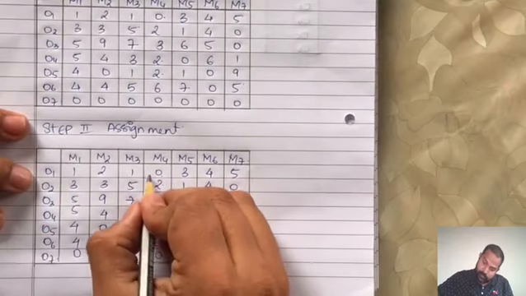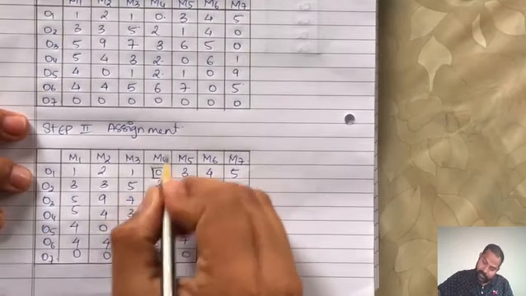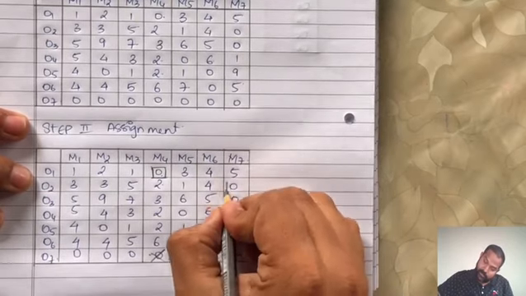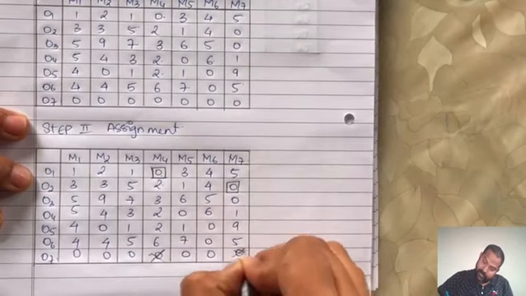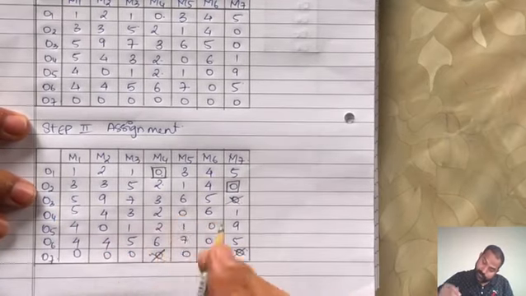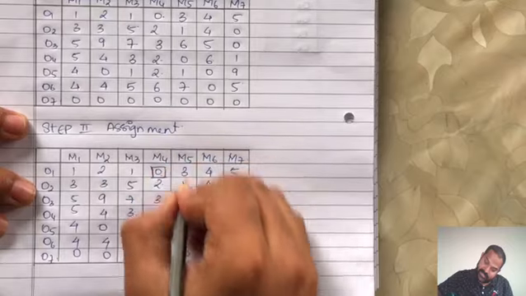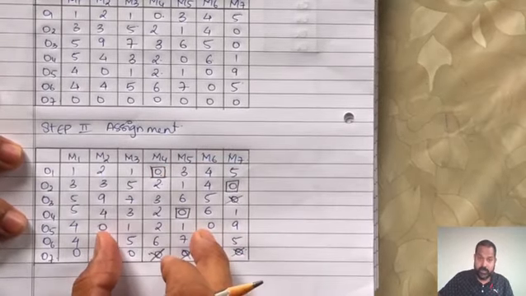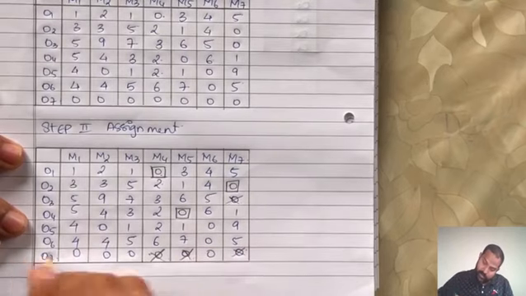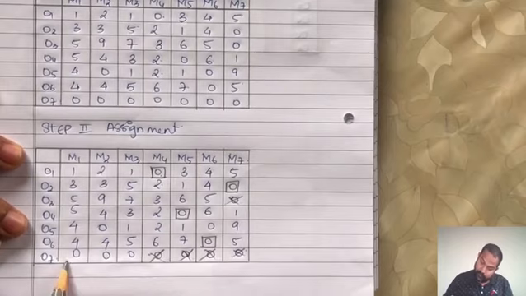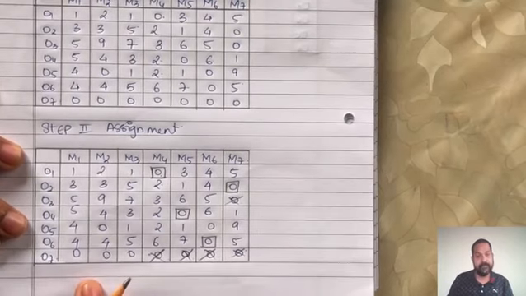Exactly 1 0, mark it as an assignment. Cancel every 0 in that column. Exactly 1 0, mark it as an assignment. Cancel every 0 in that column. Done. Exactly 1 0, mark it as an assignment. Cancel every 0 in that column. 2 zeros cannot do anything. 1 0, mark it as an assignment. Cancel every 0 in that column. 3 zeros cannot do anything.